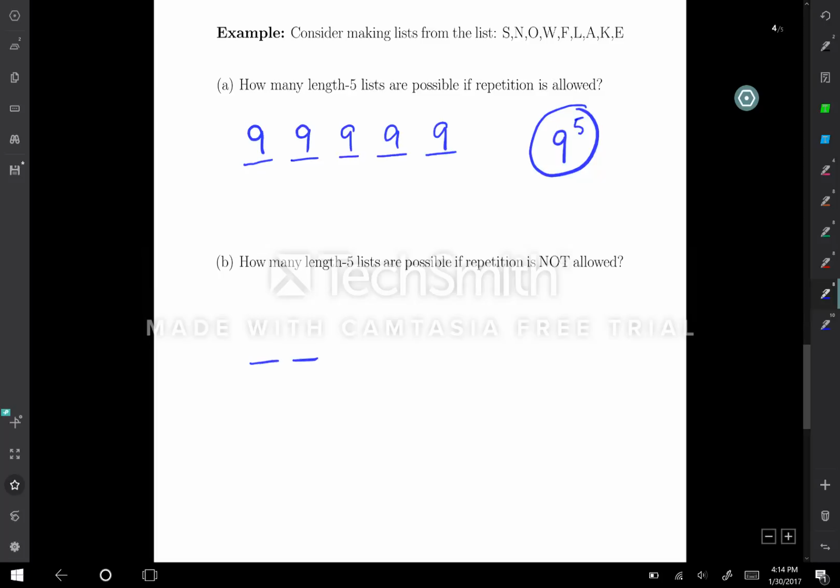Now, what if repetition was not allowed? Again, our 5 slots. For the first one, we would have all 9 letters available to us. But as soon as we've used one, the number available for the second slot decreases by 1. So there are 8, then 7, then 6, then 5. If we use our notation from before, this would be equivalent to saying 9 factorial over 4 factorial.